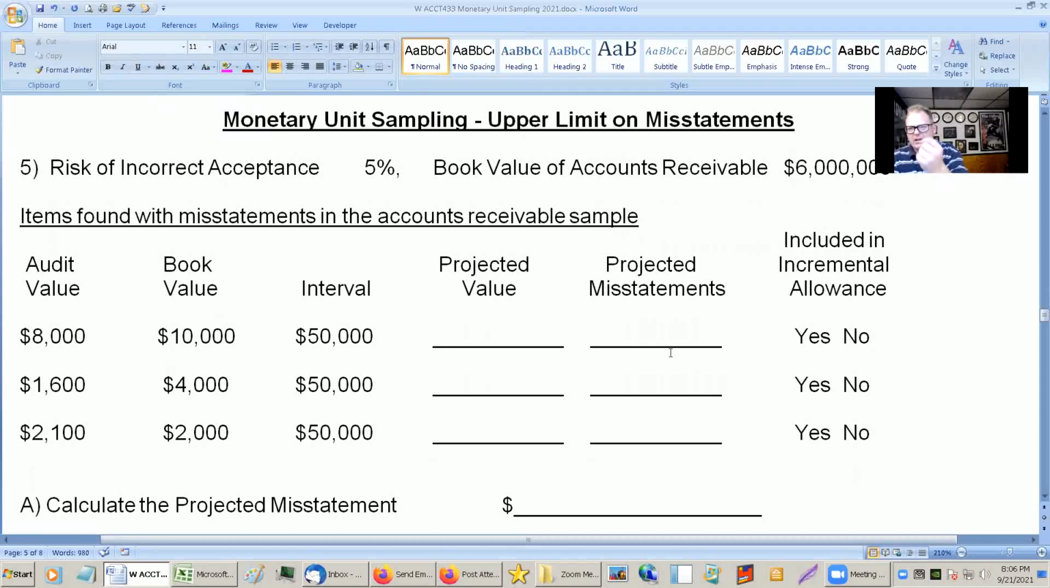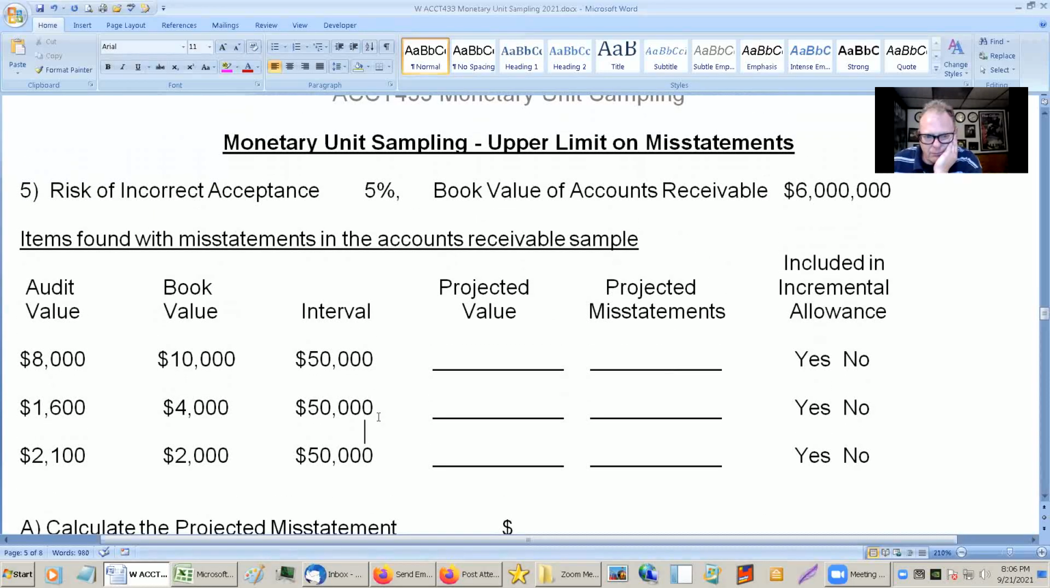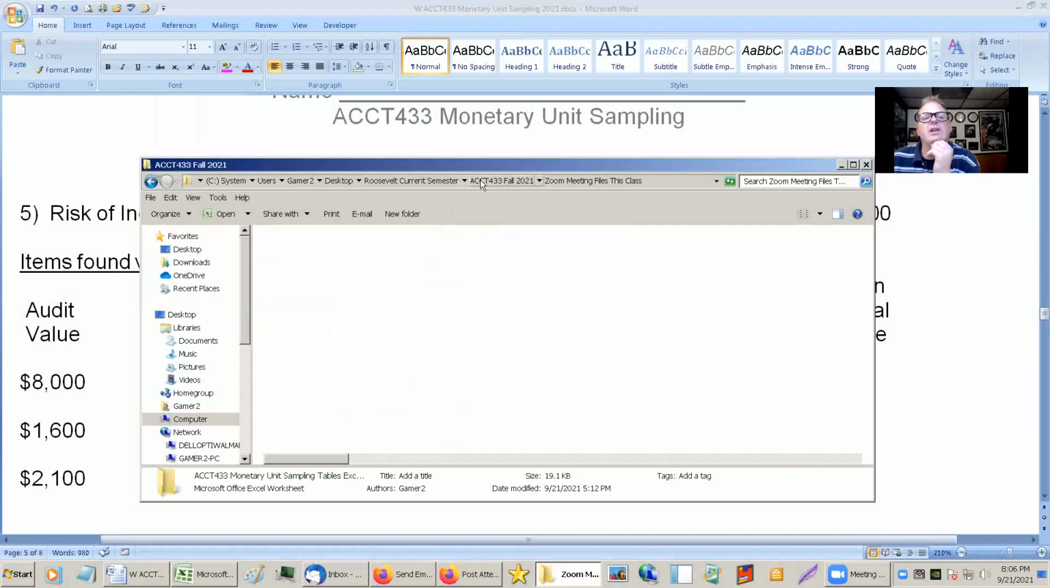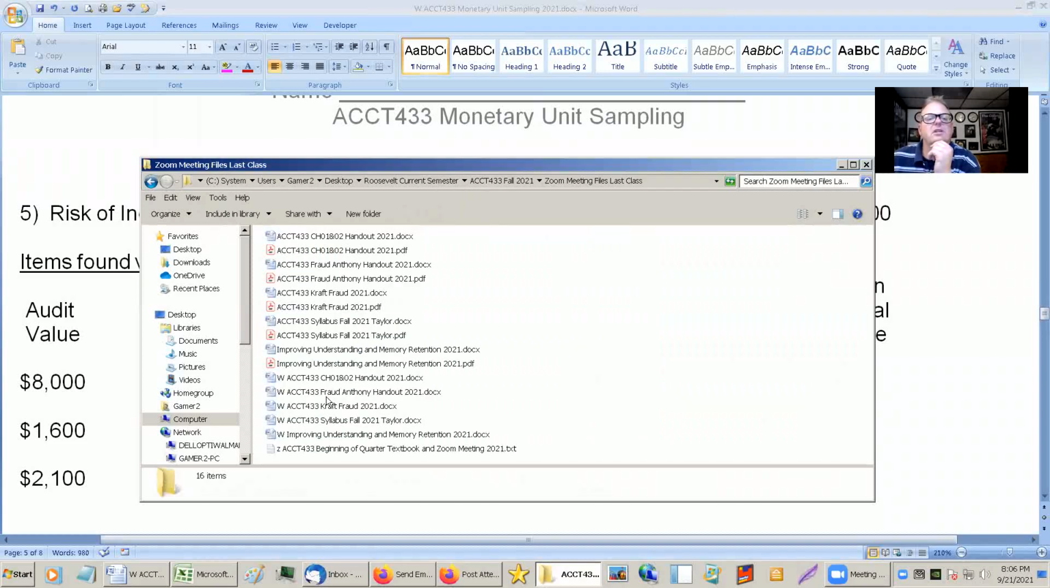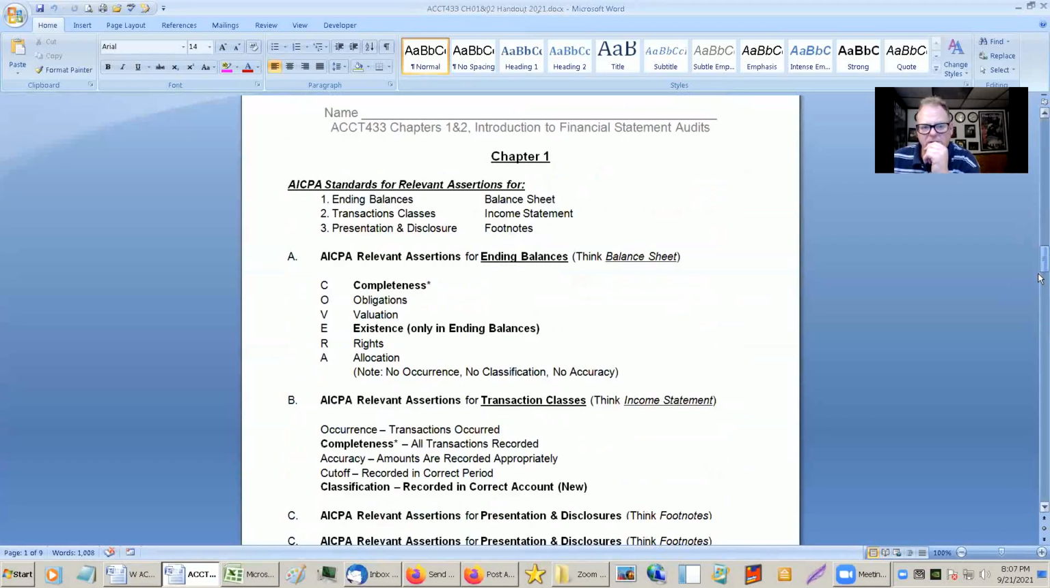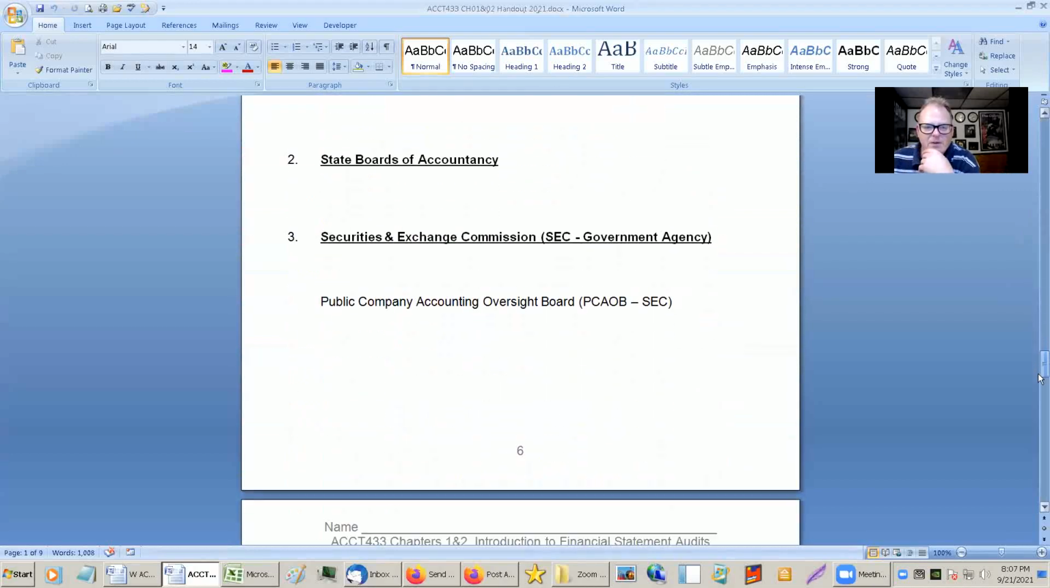I wish I had more to give you guys, but anyway, any questions on any of that? I have a question. Yeah. There's an assignment that says Accounting 433 chapter 1 and 2 handout due September 24. What is it? It's one we did together. It's this one. There's not much in it, to be honest with you. And whatever notes you have on it.